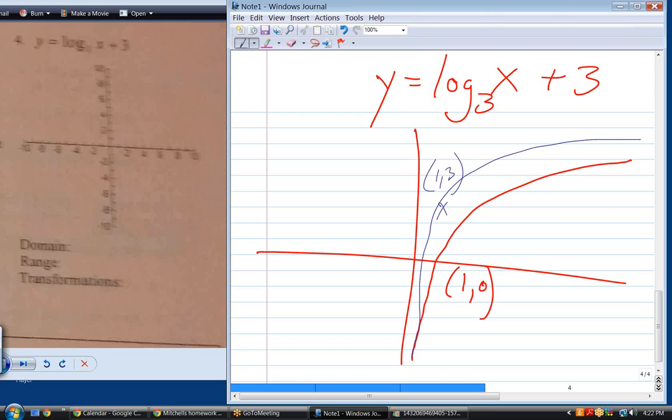I suppose the other point that might be worth knowing is the x-intercept. How would I find that? In other words, the only point on this curve that's more interesting than the 1, 3 is where does it cross the x-axis? Do you have to know that? I mean, it says graph it, but I'm not really sure.